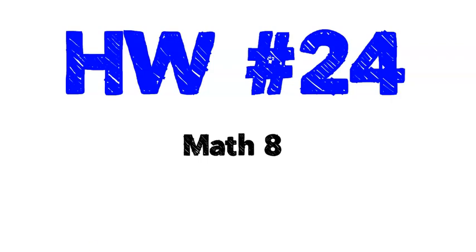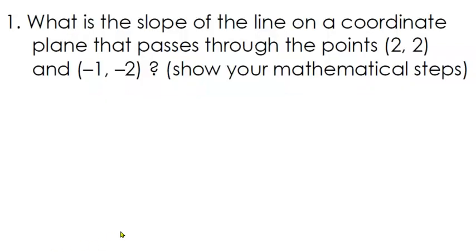Homework number 24. Question number 1 asks you to find the slope of the line that crosses through the points (2, 2) and (-1, -2). In order to do that, we need to use the slope formula.